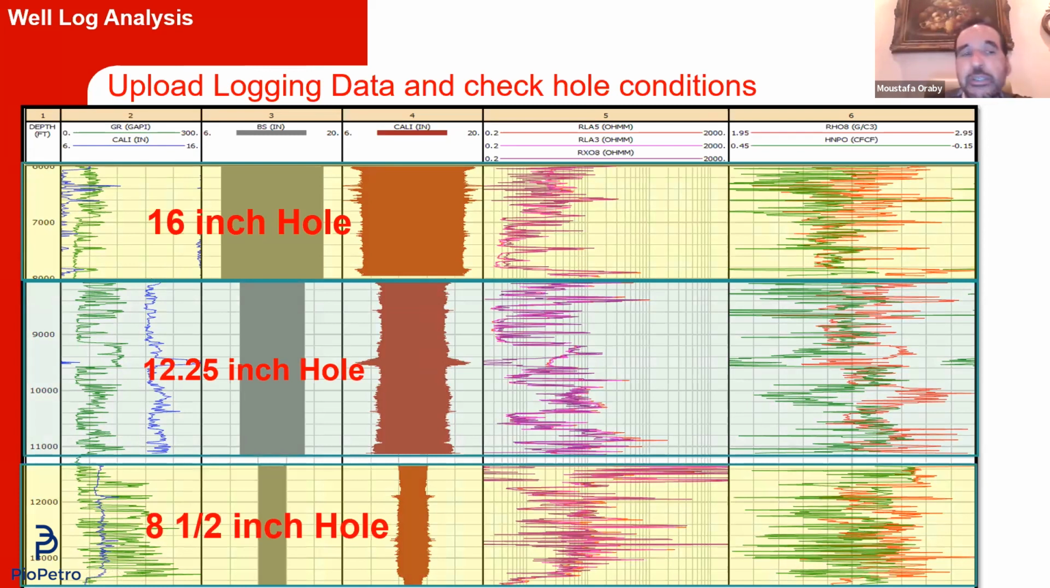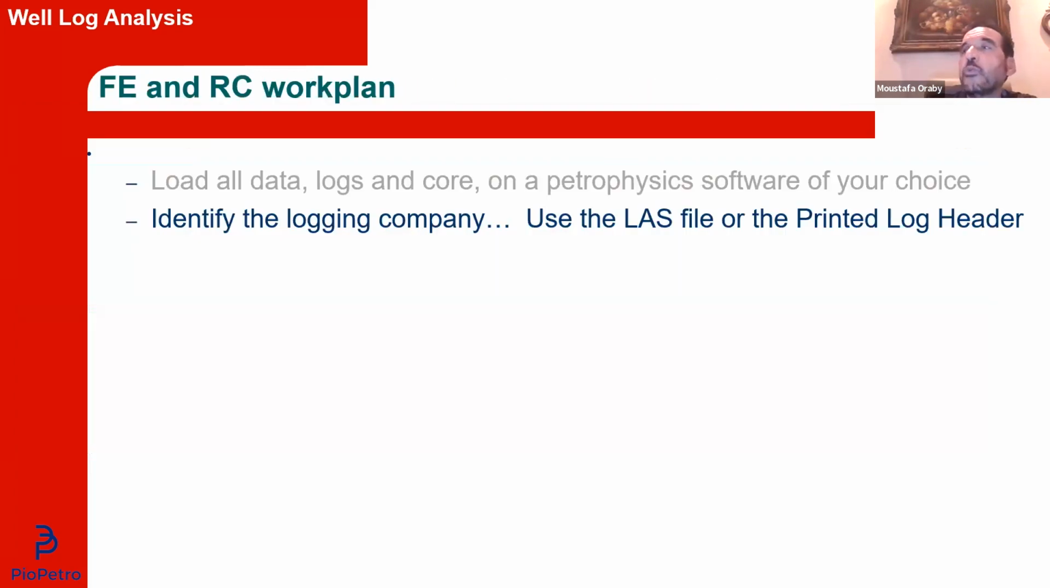So once we loaded the data, then we need to find which company actually logged this well, because every company has its own environmental correction. So we need to find out which company ran this log. If you go to the data file or the printout that the service company will send to you, you know which company actually logged this well. So you know that in this case.